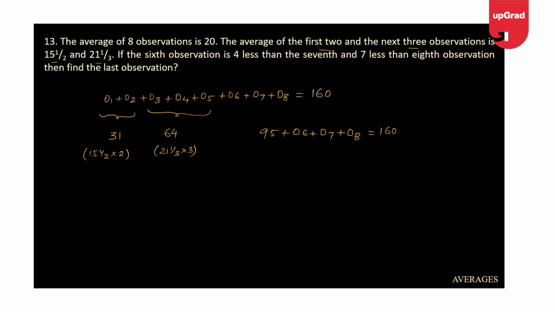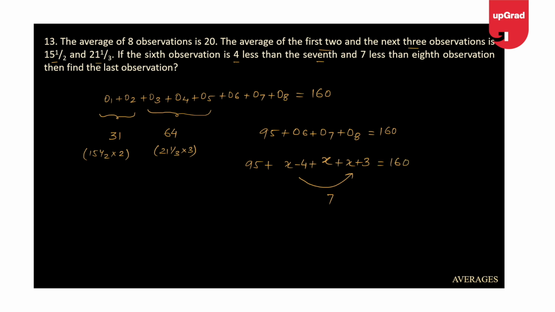Now the question says the 6th observation is 4 less than the 7th. So let's assume the 7th observation is X. So my 6th observation will become X minus 4. The 6th observation is 4 less than the 7th and 7 less than the 8th, which means my 8th observation would be X plus 3, because the difference between these two should be 7. So if I form the equation now, 95 plus X minus 4 plus X plus 3 is equal to 160.